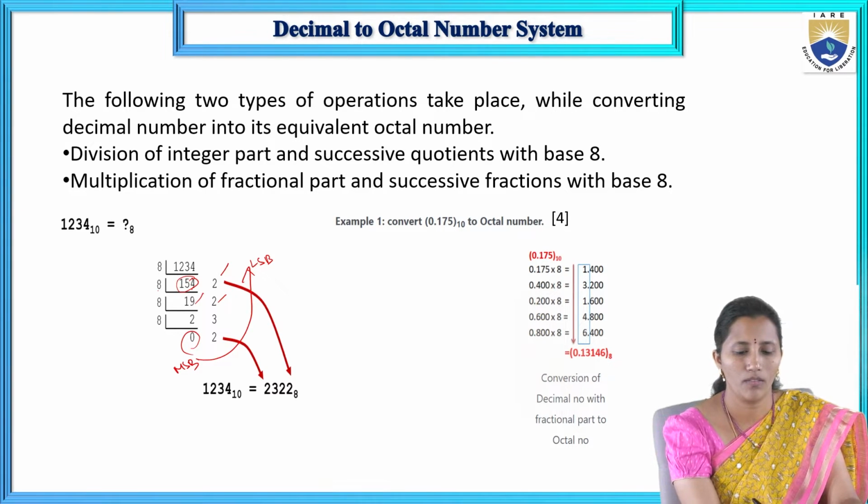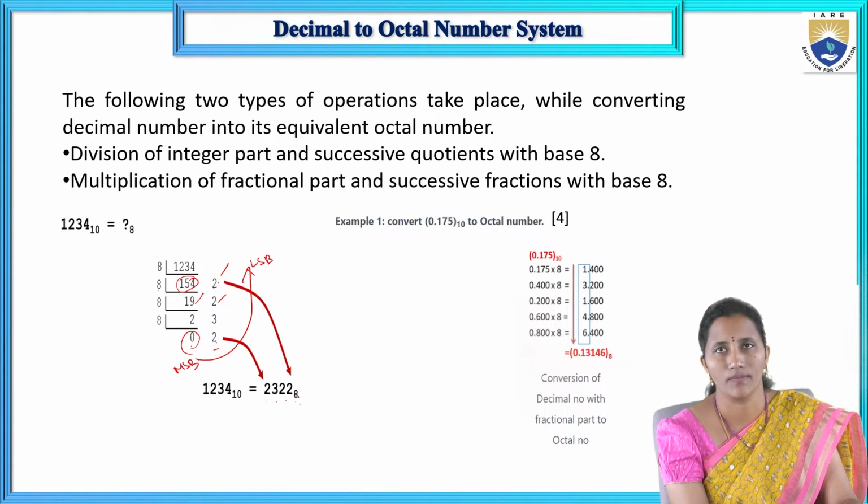Here we got the remainders 0 2 3 2 2. The 0 MSB will not be considered. So write down from here 2 3 2 2. So 2322 base 8.